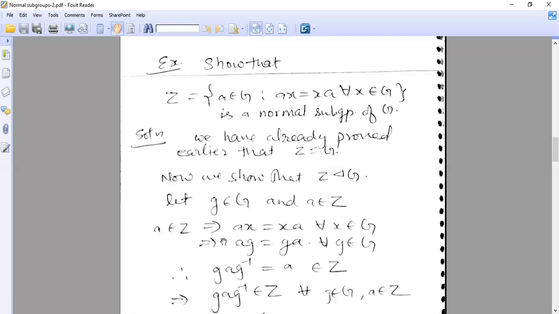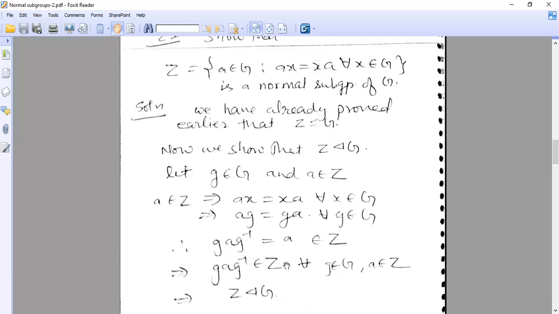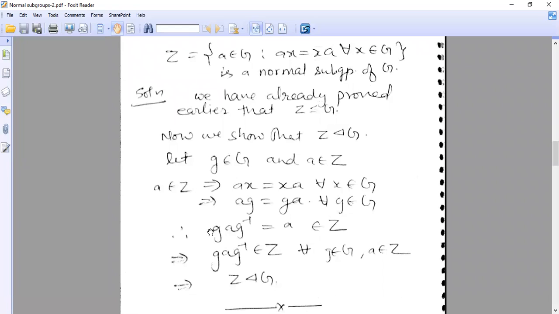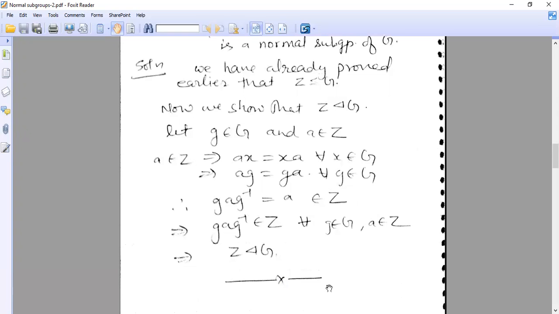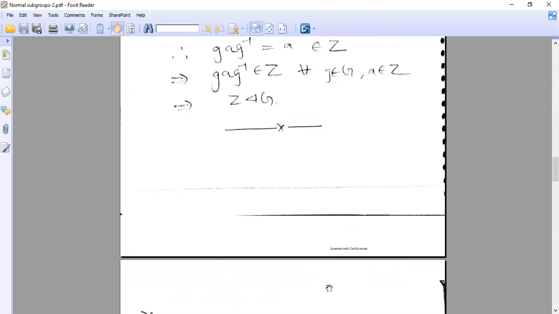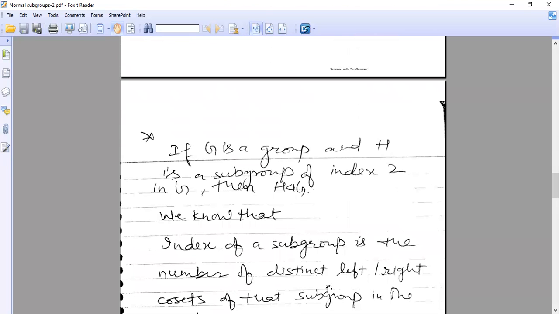So this implies that AG is equal to GA. Multiplying by G inverse, G inverse A G is equal to A, and A belongs to Z. That means G inverse A G belongs to Z, so Z is a normal subgroup of G. So now we have seen that the center is a normal subgroup of a group.